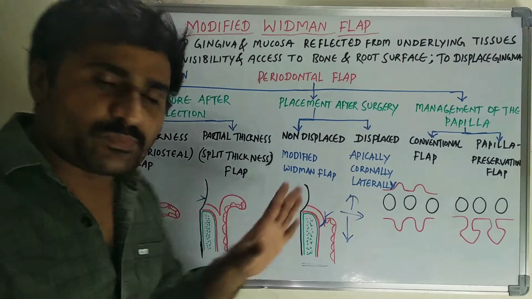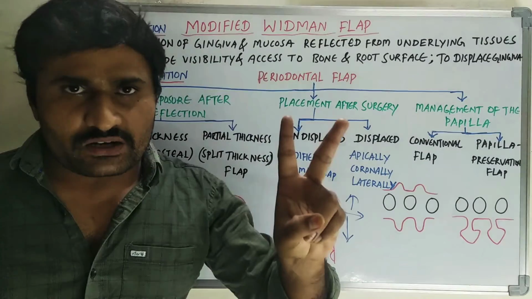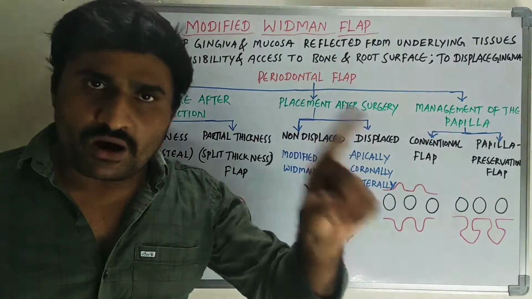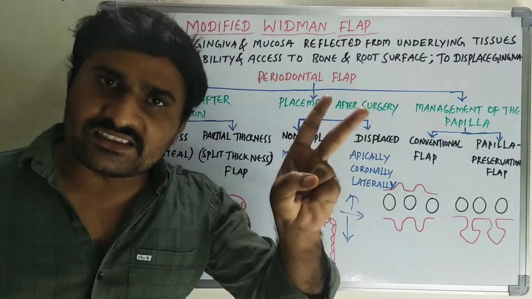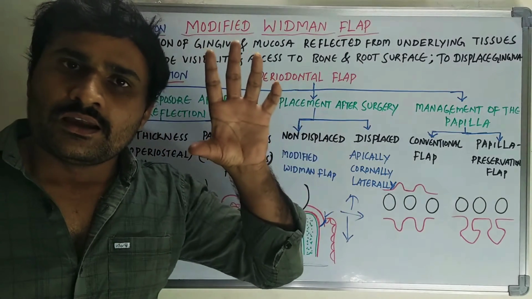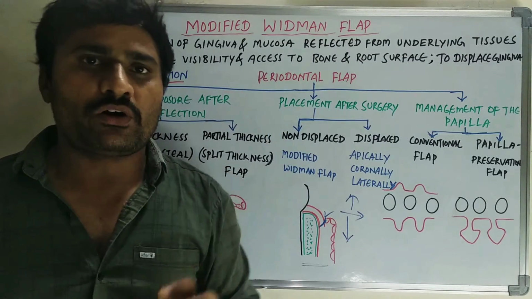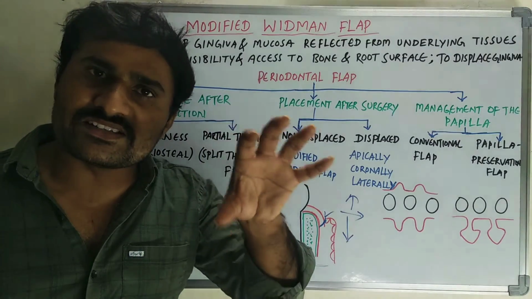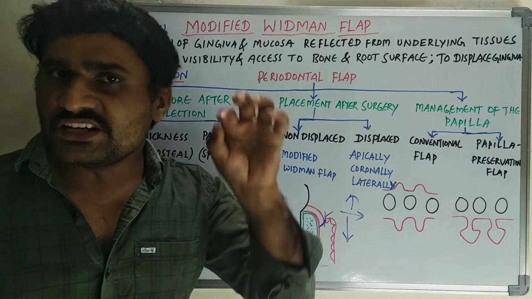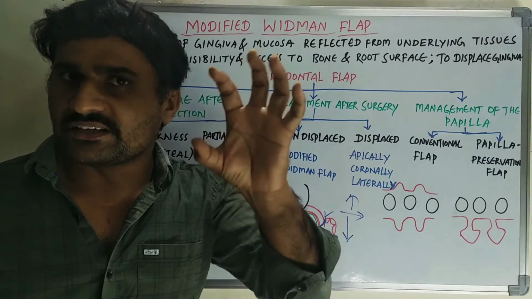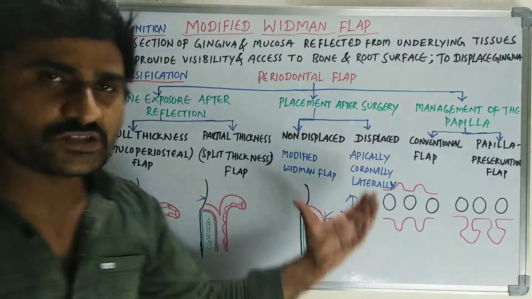So apically displaced flap has a double advantage. It eliminates the pocket, that is one thing, and the second thing is it converts the pocket lining into attached gingiva. That is very much important. Right? It increases the attached gingiva. That is one of the most important points of the apically displaced flap. So this is one criteria.